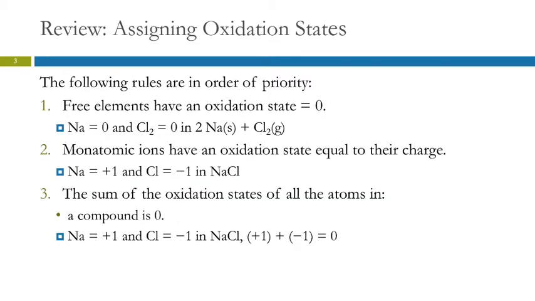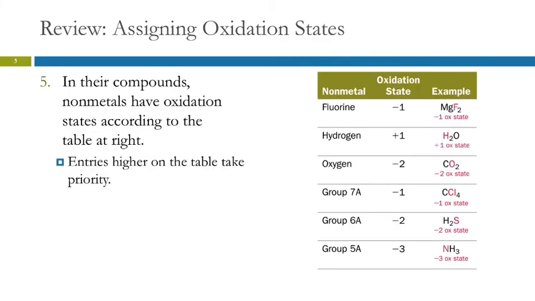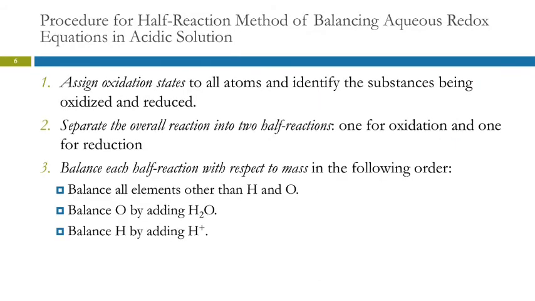So that's a review of assigning oxidation states. Since we just did that, I don't think we need to go over that again. But here's the procedure for the half reaction method of balancing aqueous redox equations in acidic solution. Assigning oxidation states, identifying substances being oxidized and reduced. That's a good thing to do. If the question isn't specifically asking which is being oxidized, which is being reduced, we don't actually have to do that part. We'll do it for practice.